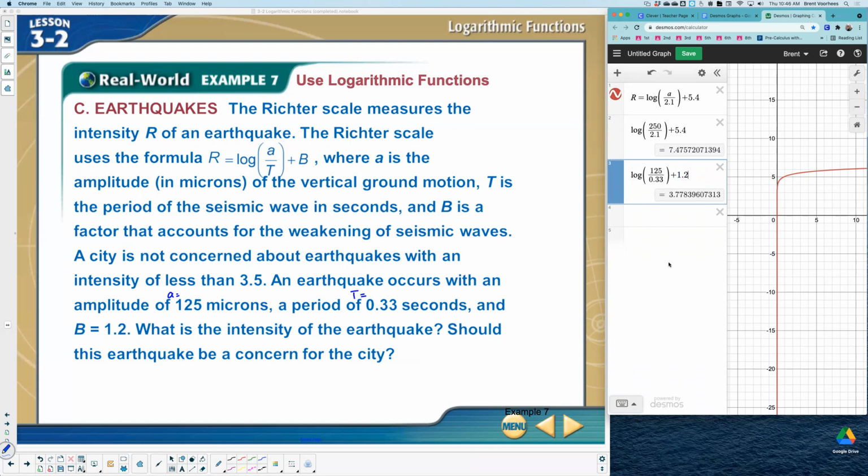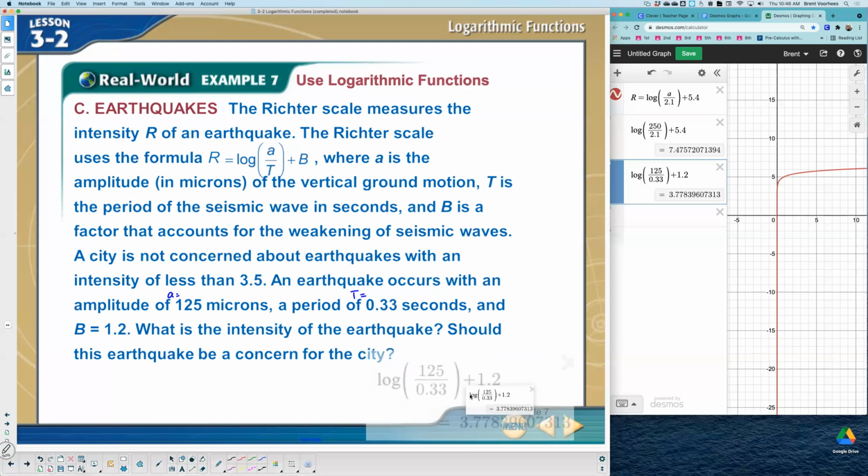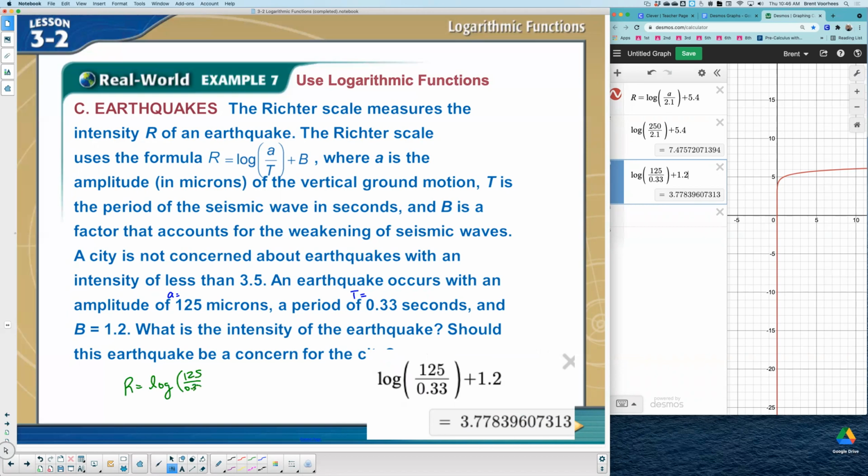We would get a value of 3.78 when I run this one. So this time, that's all that's changed on my formula. We would have R equals log of 125 over 0.33 plus 1.2, and therefore the R is not equal to, but approximately 3.78. There's my answer to part C.